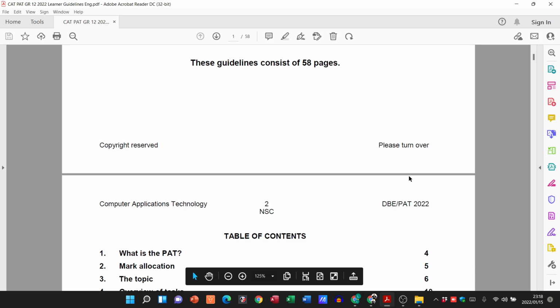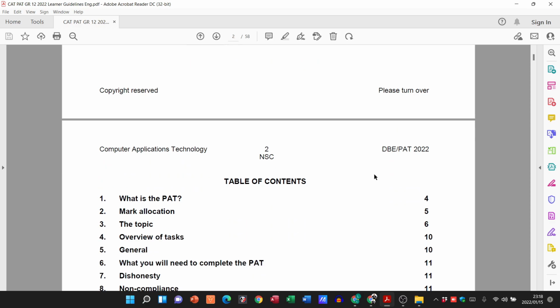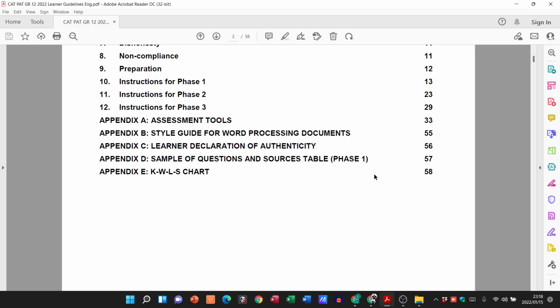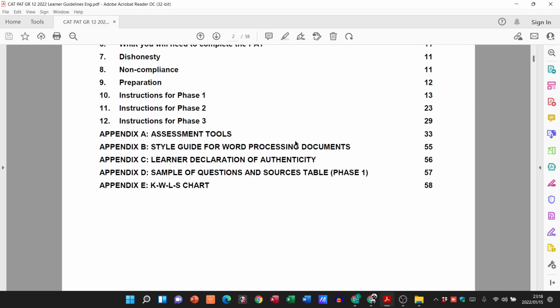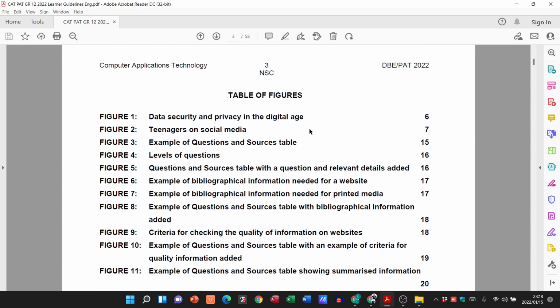Please remember that your PAT is going to take the same basic structure as it has over the last 2 years. So what you did in grade 10 is going to be more or less the same as what you did in 11 and now in 12. The only thing that really changes is the topic. So let's go and have a look at that. You'll see in our document we've got everything from what is the PAT, the mark allocation. So let's go through that.